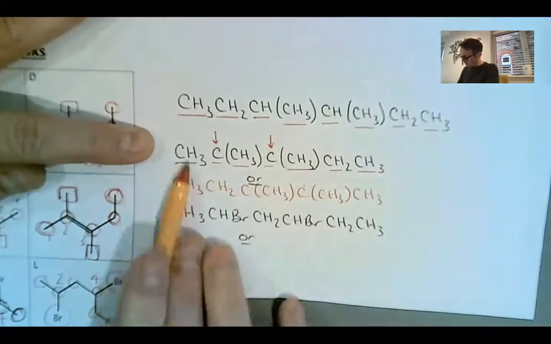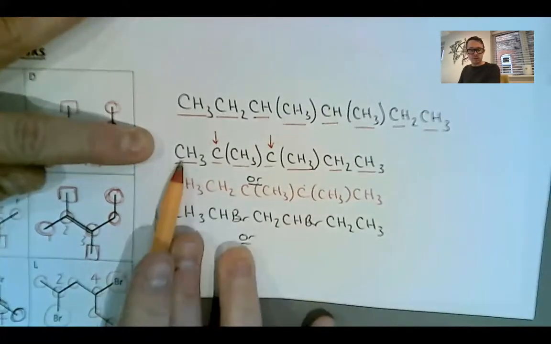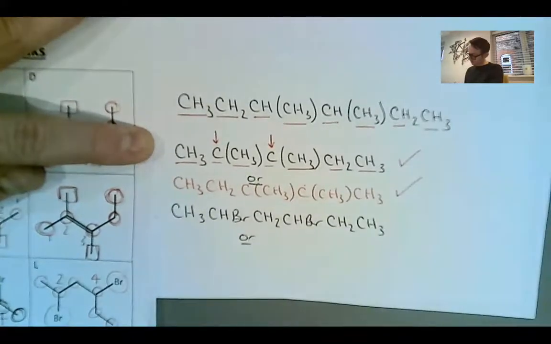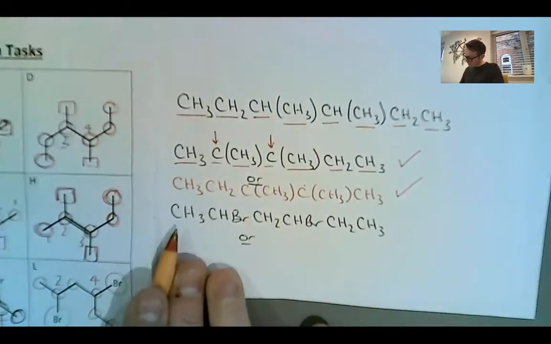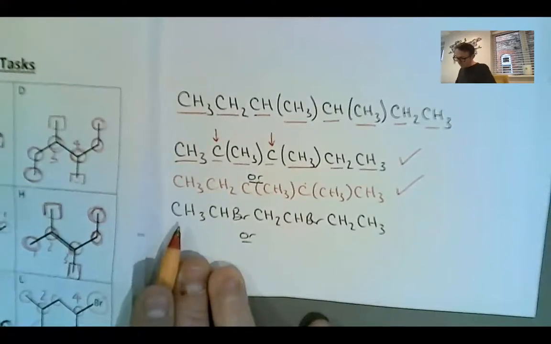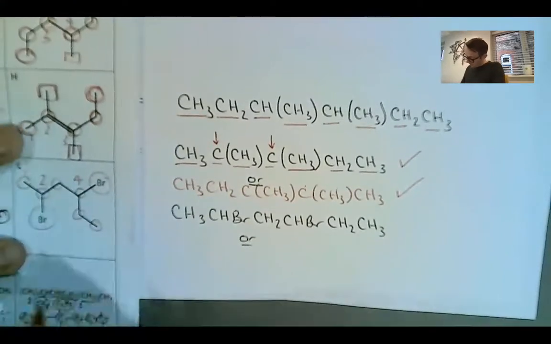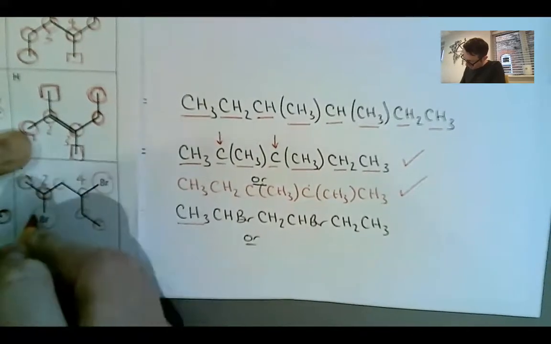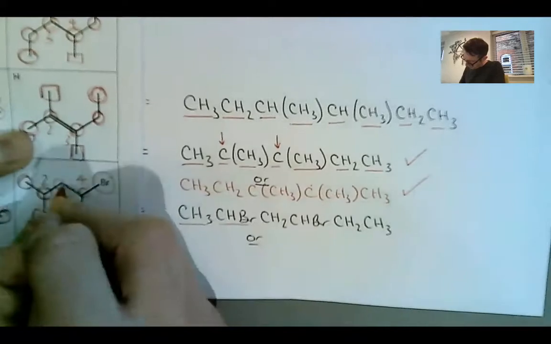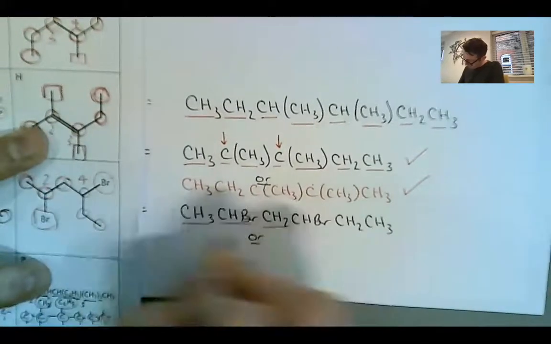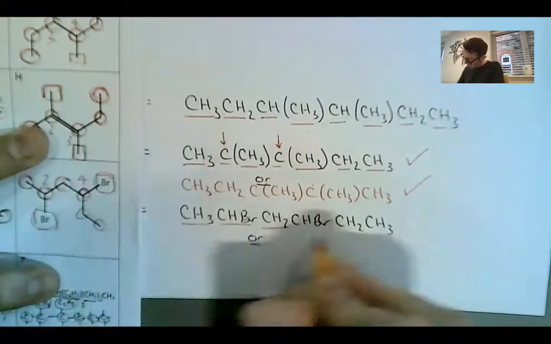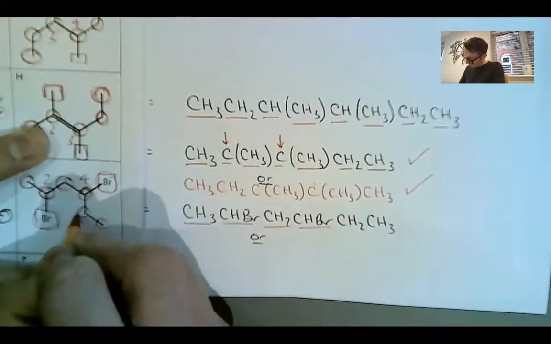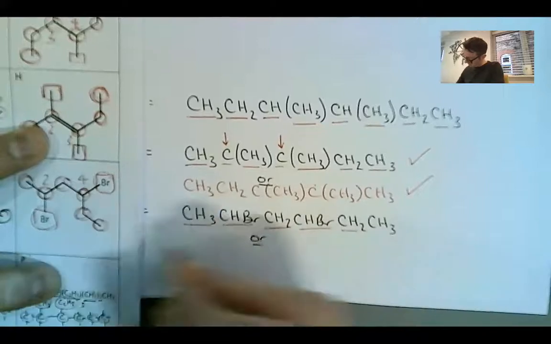So on paper, it looks a bit different to the one that I've written above, but both of those are correct options. Finally, molecule L, so this one underneath it, same idea: CH3, CH with a Br, CH2, another CH with a Br, so that's there, followed by a CH2, followed by a CH3, okay?